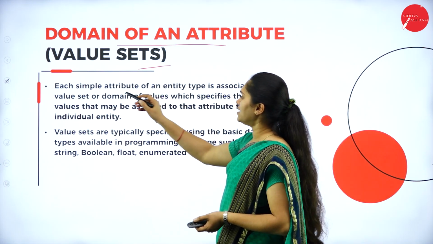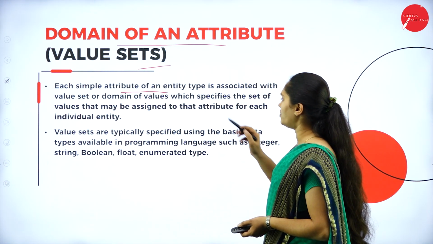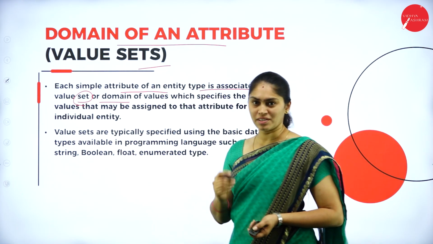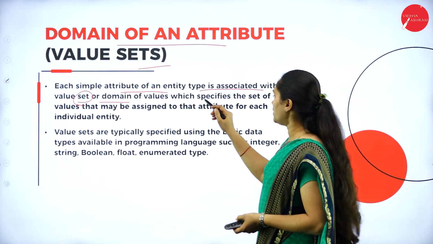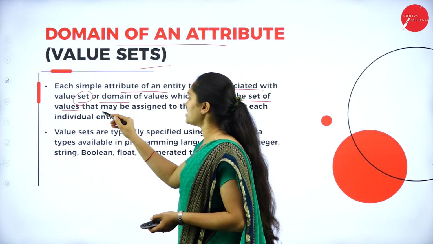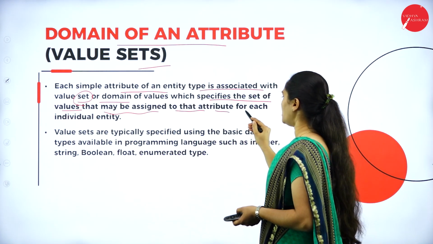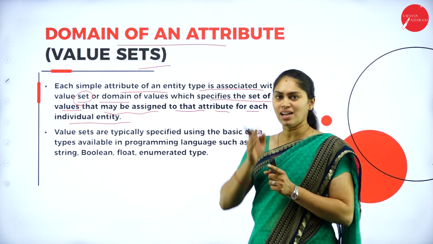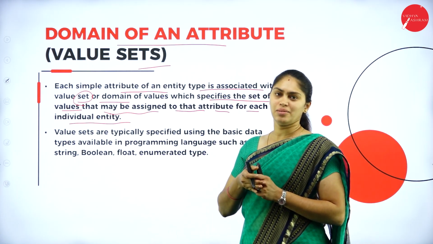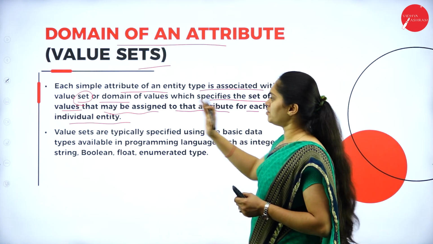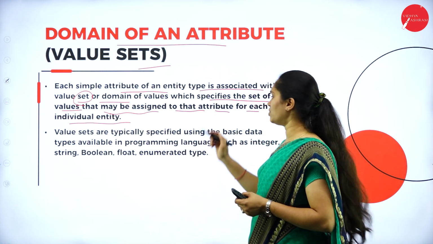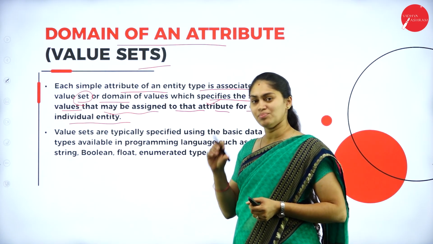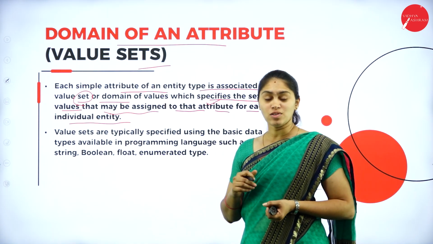So here each simple attribute of an entity type is associated with a value set or a domain of values. Then what does it mean? It specifies the set of values that may be assigned to that attribute for each individual entry. Whenever we have a table that comprises different attributes, the set of values that may be assigned to a particular attribute for each individual entry, we call that a value set or a domain of an attribute.